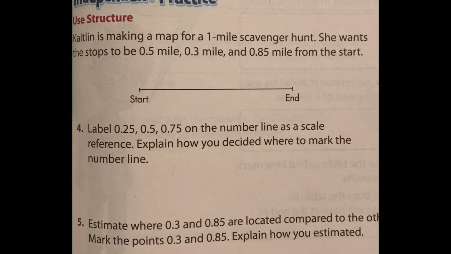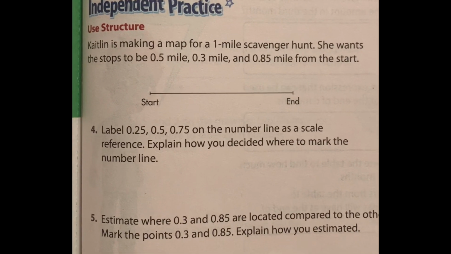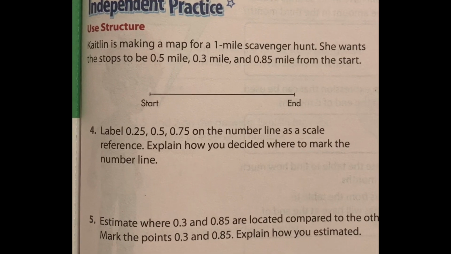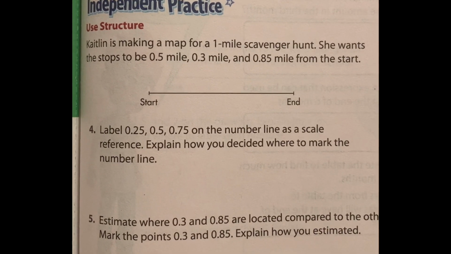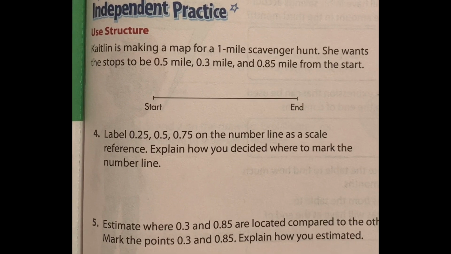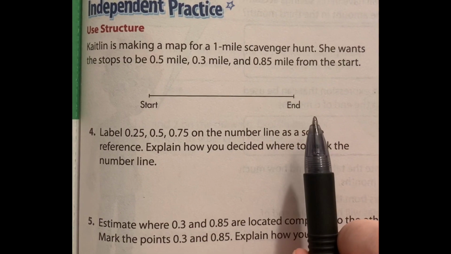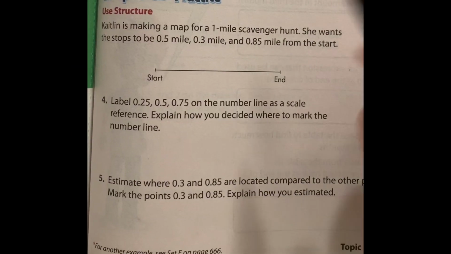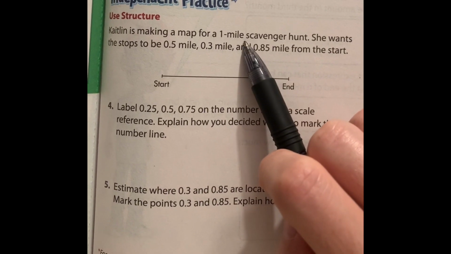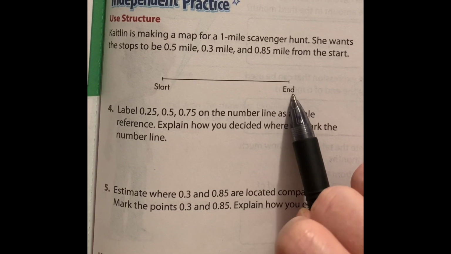Now let's talk about our independent practice. It says Caitlin is making a map for a 1-mile scavenger hunt. She wants the stops to be at 5/10 of a mile, 3/10 of a mile, and 85/100 mile from the start. So we have to figure out where those spots would be on our number line. The problem told us that this scavenger hunt is 1 mile long. So I know that my end is going to be 1 mile.